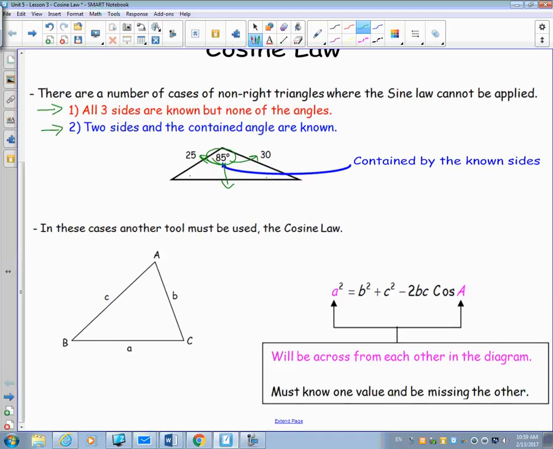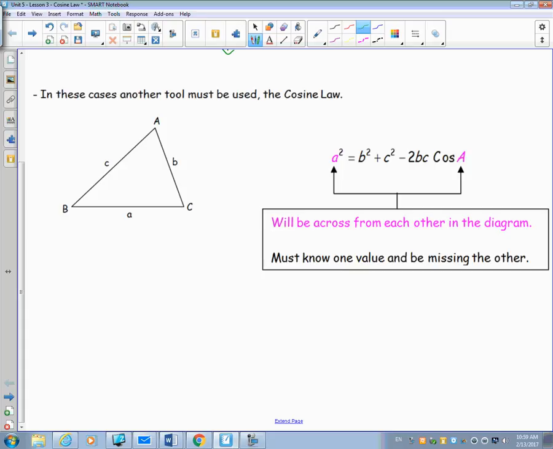Okay, so here's the cosine law. Reminders, capital letters are angles still, small letters are corresponding opposite sides. The key with the cosine law is the letter A's. The A's are the things you want to find. You're going to know one and have to find the other. They're the things that are across from each other in the formula. B and C are interchangeable. It doesn't matter which is B and which is C. All that matters is the A's, across from each other, and you know one of the two.